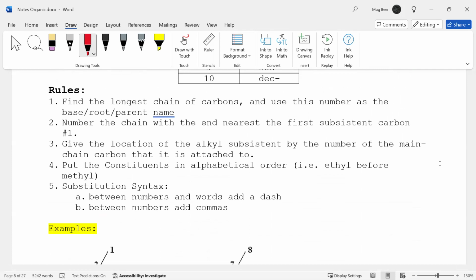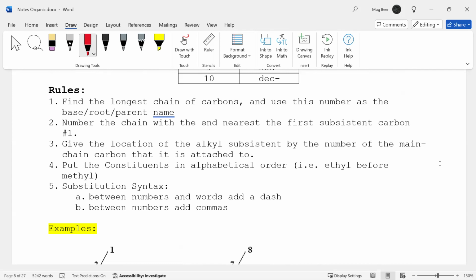So you need to find the longest continuous carbon chain, and that will be the root. And then you're going to number the chain nearest to the first substitution on the carbon. If there's a side chain or an alcohol group attached, whichever end it's closest to, that carbon will be carbon number 1, regardless of how it's drawn. You'll give the location of that substitution on that main body.